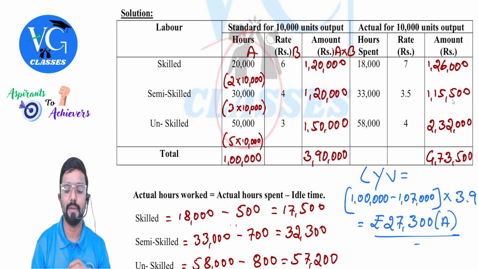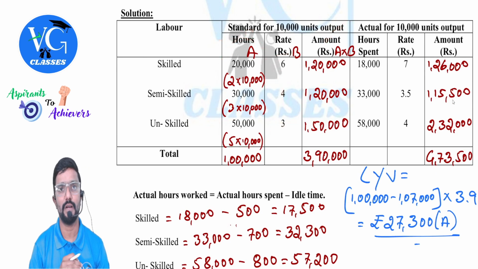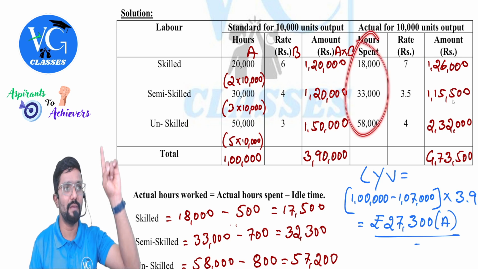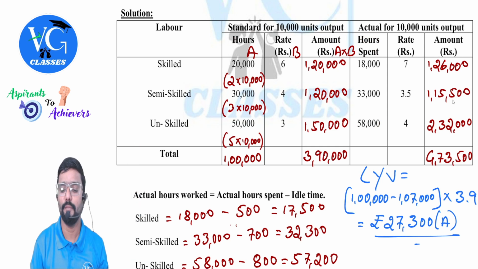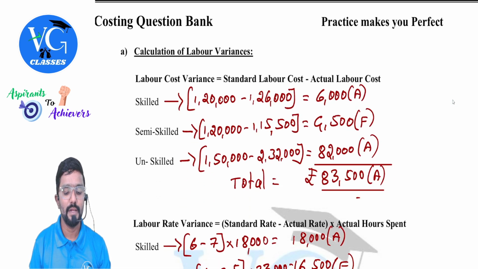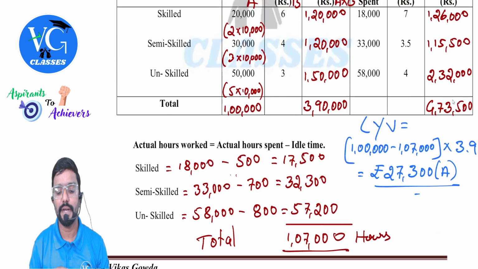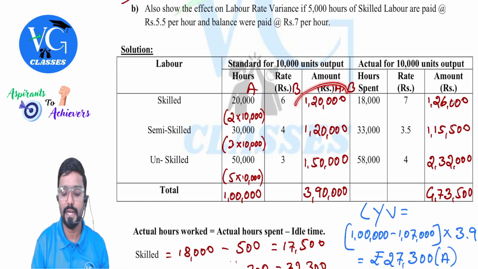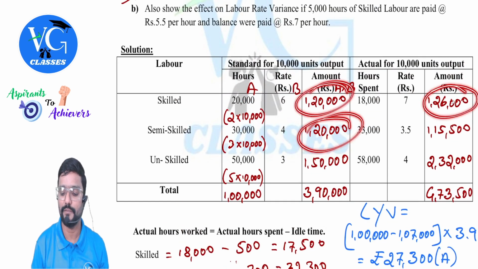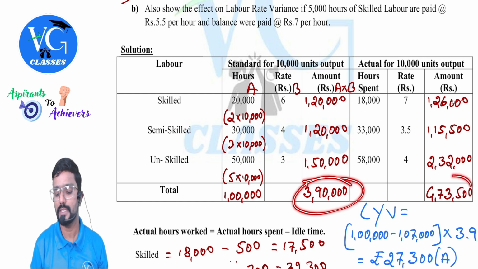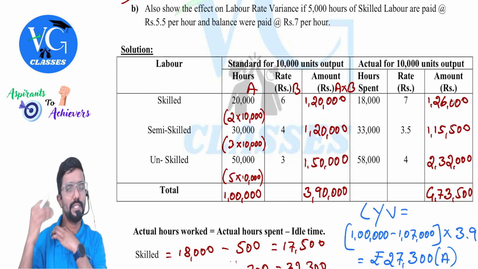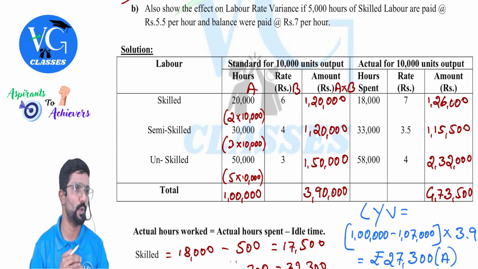Once we have got standard hours, multiply that with standard rate, we will get standard cost. Same way, actual hours spent would be given in the question. That is paid hours. This is the hours for which payment is made. Multiply that with rate, you will get actual cost. And when you are calculating the labor cost variance, you should always straight away deduct: standard cost minus actual cost for each of them. Or else you can do it total also. I suggest you do individually and then show the total.